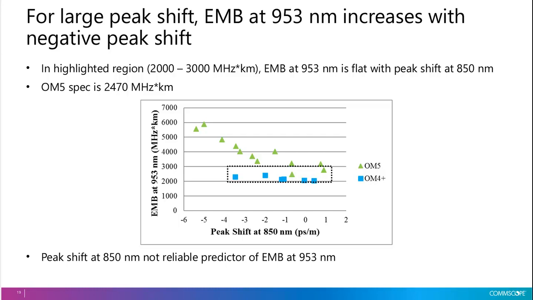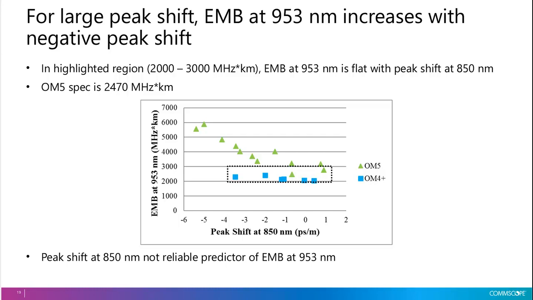If you look to the top left of this chart, there is a trend where large negative values of peak shift correspond to high values of EMB. So again, peak shift measured at 850, and the EMB on this chart is from 953 nanometers. So the stronger left tilt you have at 850, that indicates you're going to have a higher value of EMB at 953 nanometers, but only to a point. As you go to the right on this chart, everything seems to level off.